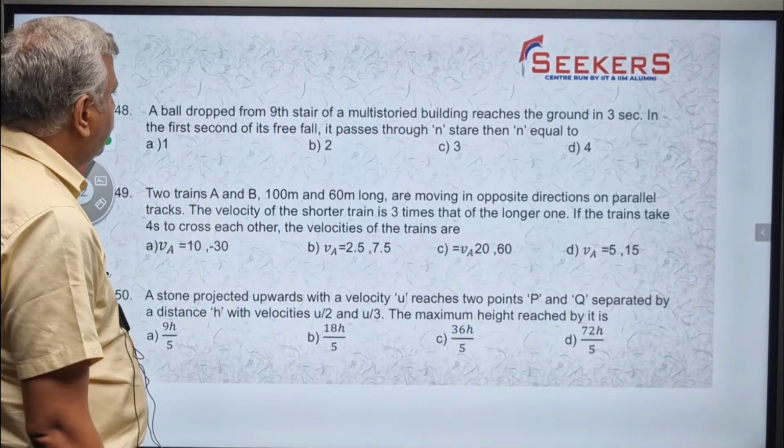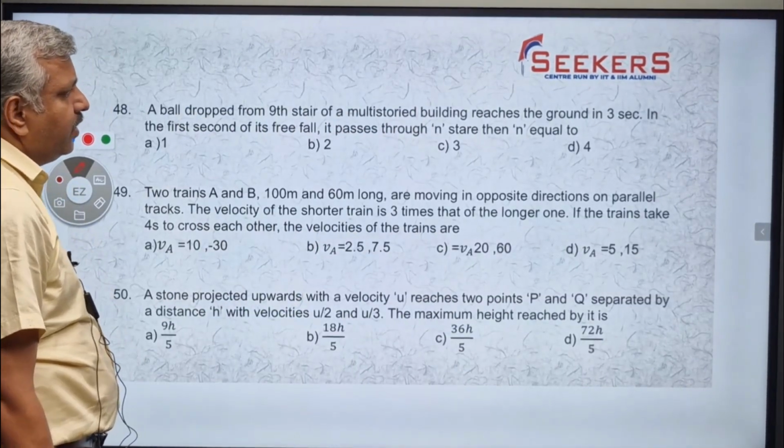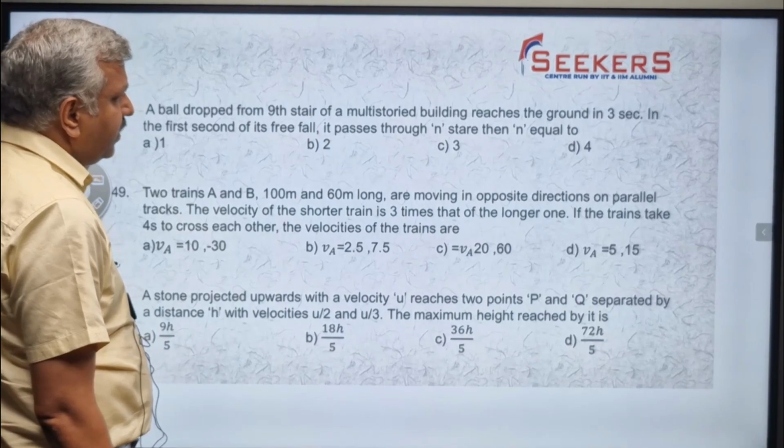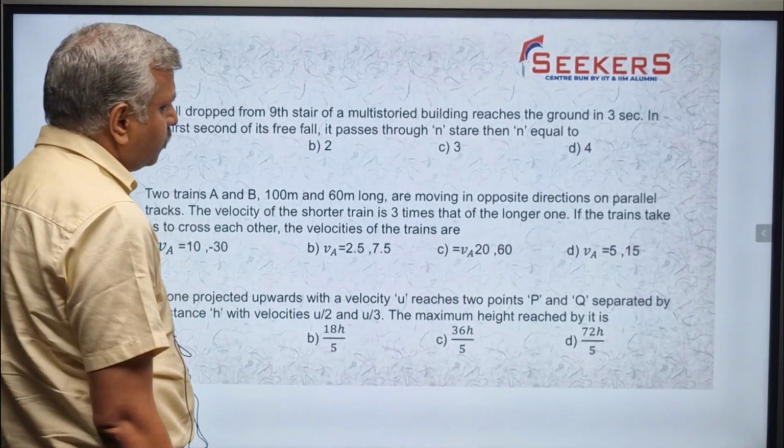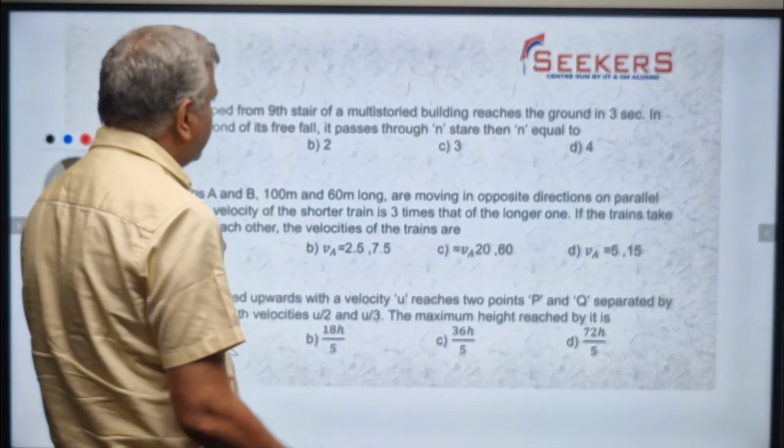A ball is dropped from the 9th stair of a multi-storied building, reaches the ground in 3 seconds. In the first second of its free fall, it passes through n steps or n stairs.